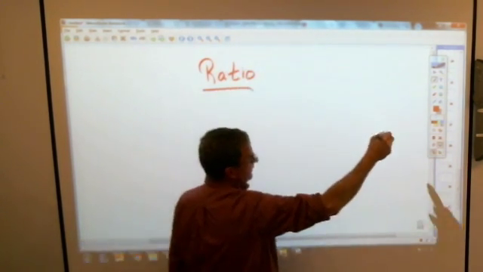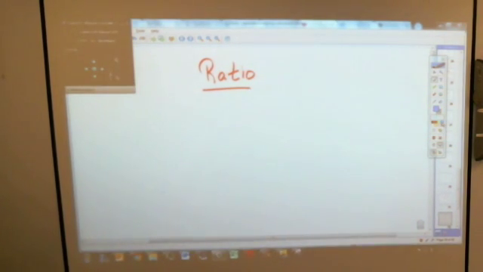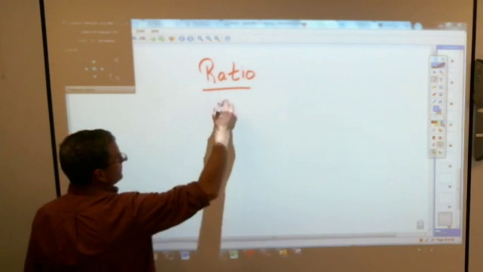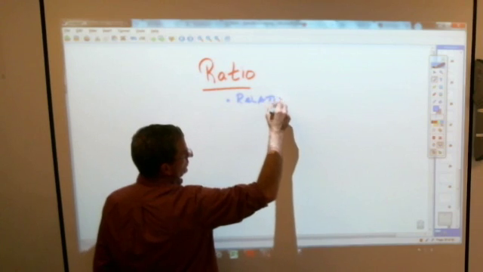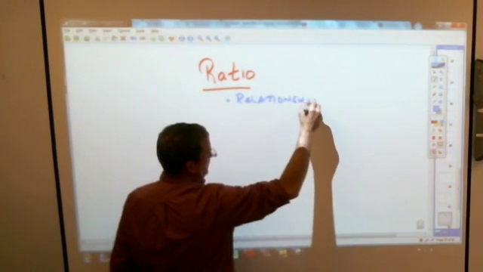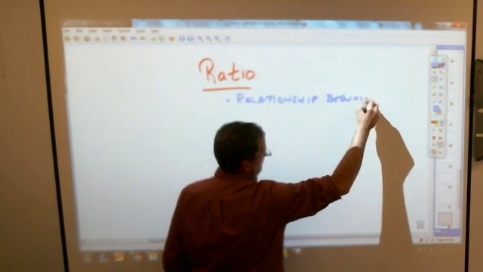And as the book defines it, straight out of the book, a ratio is, the book calls it, a relationship between numbers.